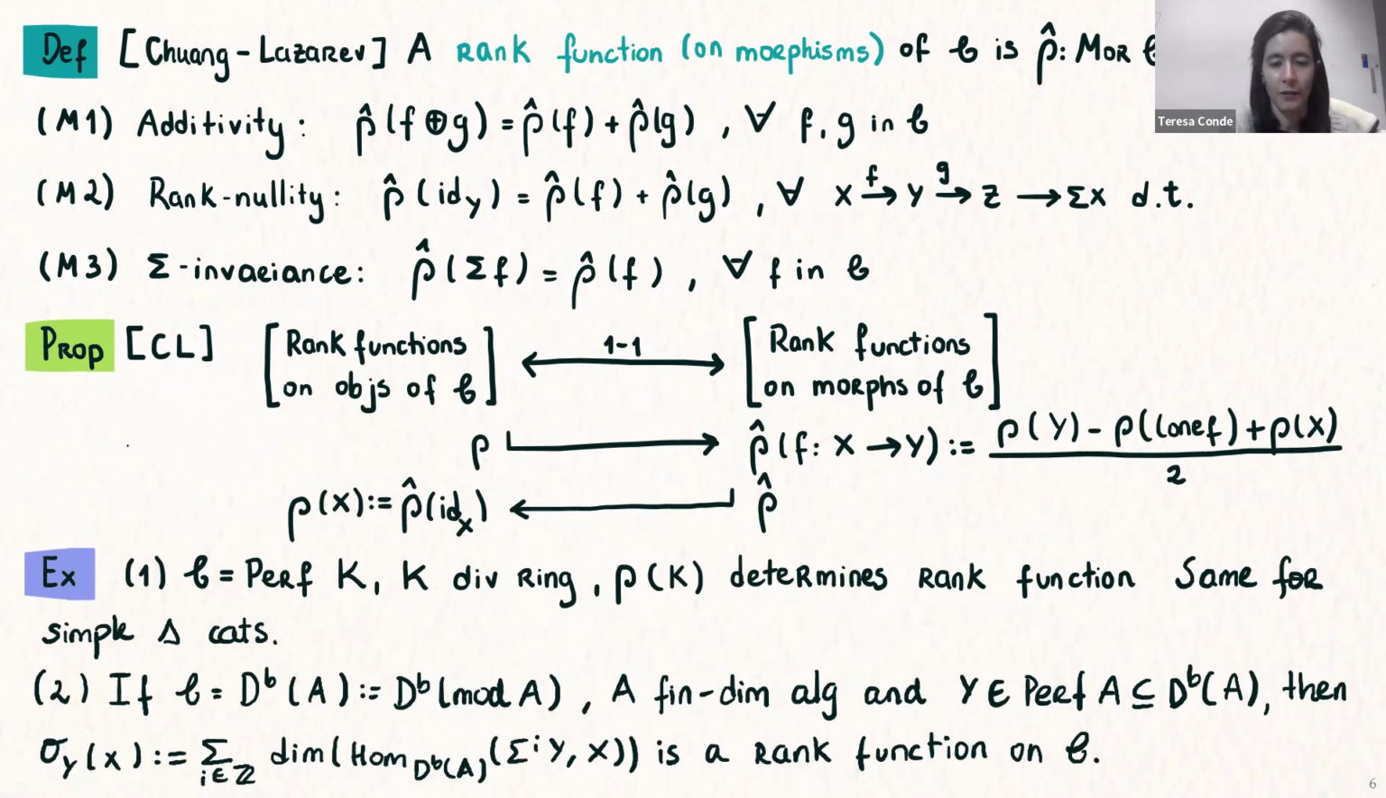Note that since we have picked Y to be a perfect complex, only finitely many of these dimensions are going to be non-zero. And as a particular case, we could take Y to be just A itself, seen as a complex concentrated in degree 0. And in that case, what we get in this formula is just the dimension of the total cohomology. So that gives a rank function on C.